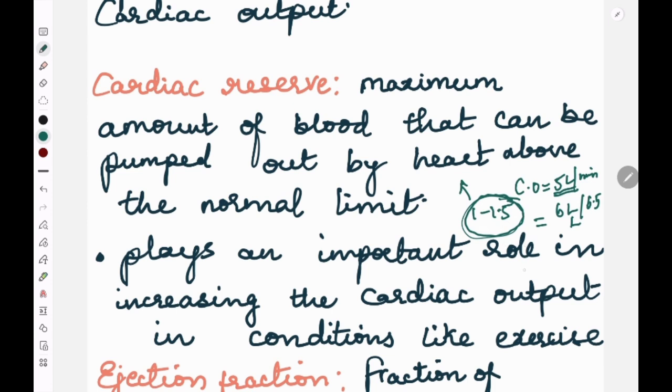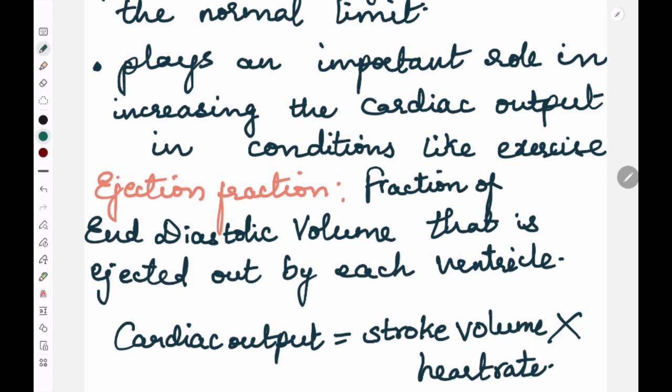The heart usually pumps this additional blood when the body needs more oxygen, as in athletes who need to run very fast, so the muscle requires more oxygen. In such conditions the cardiac reserve comes into action. Then what is ejection fraction? All these basic definitions are very important in order to understand the cardiac output.